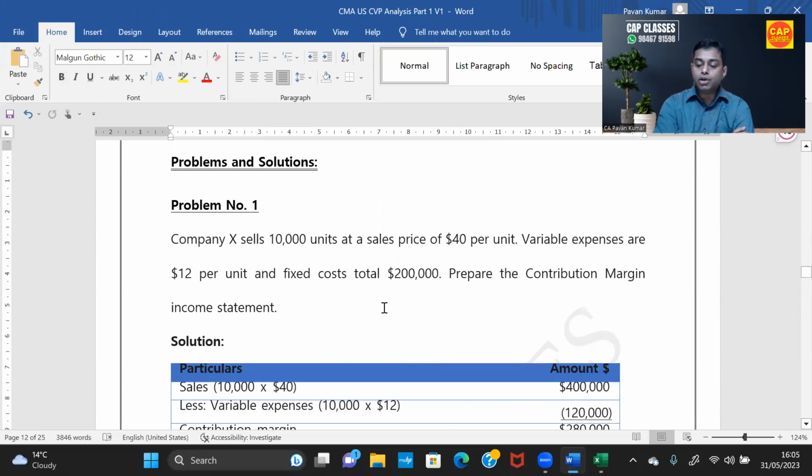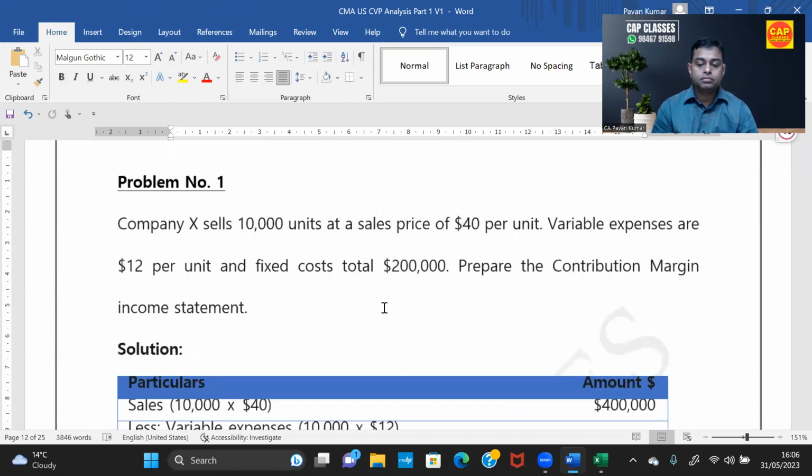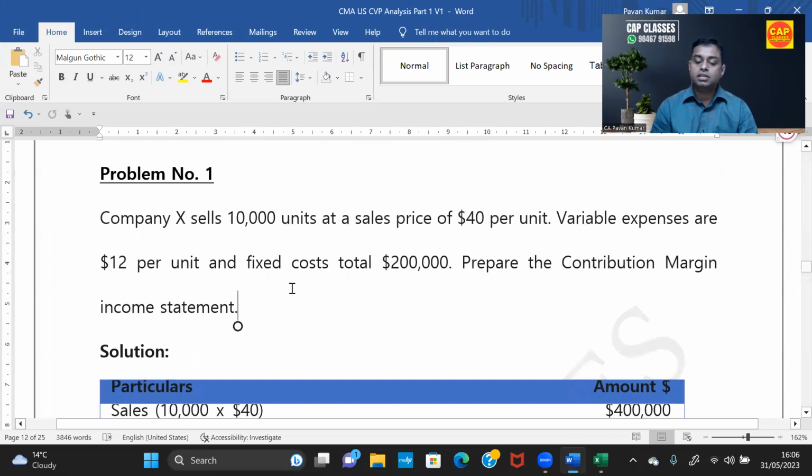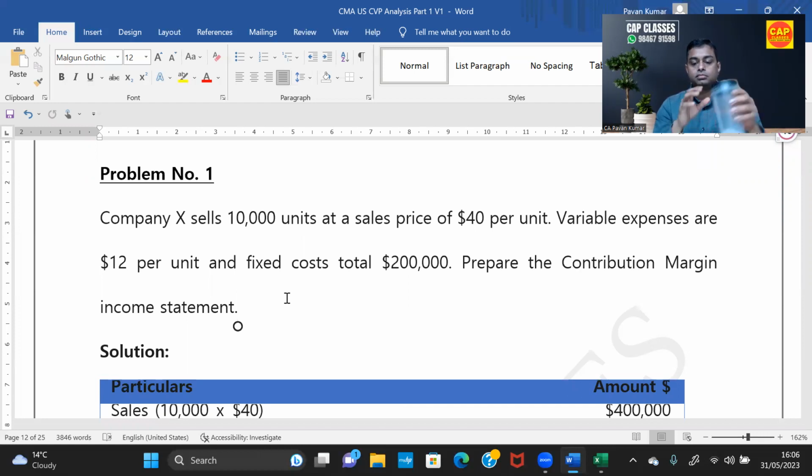Okay. Aditya, are you there? Yes, sir, I'm there. Can you read problem number 1, please? Yes, sir. Company X sells 10,000 units at a sales price of $40 per unit. Variable expenses are $12 per unit and fixed cost totals $2 lakh. Prepare contribution margin income statement. This is the question.